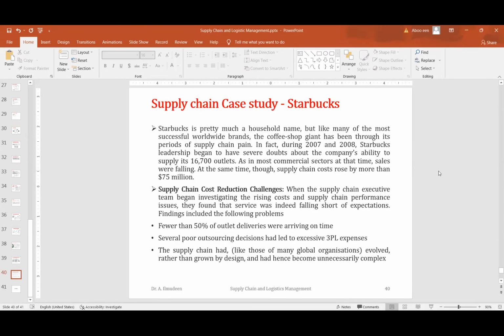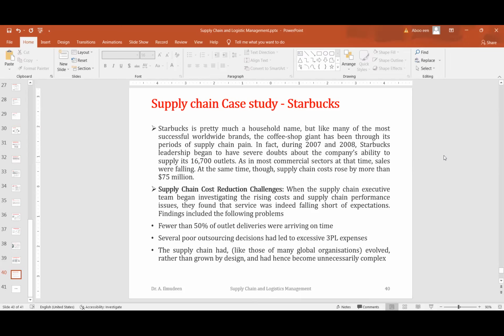There's a case study related to supply chain management. Starbucks, you might have heard about this popular term. It's pretty much a household name. We all are familiar, but like many of the most successful worldwide brands, the coffee shop has been through its period of supply chain pain. So they were facing problems in their supply chain.